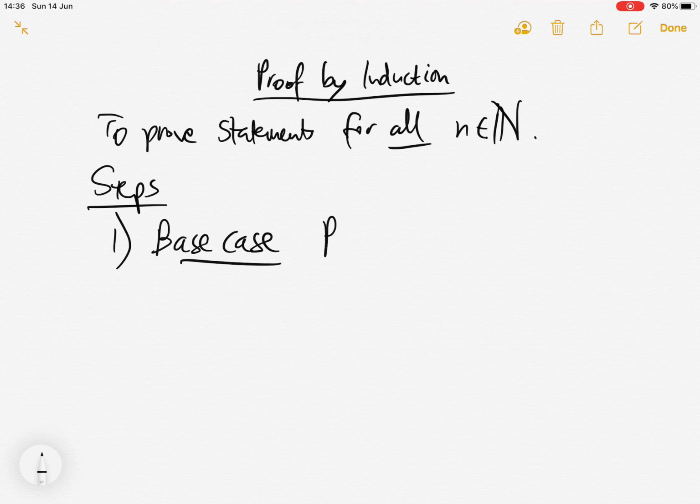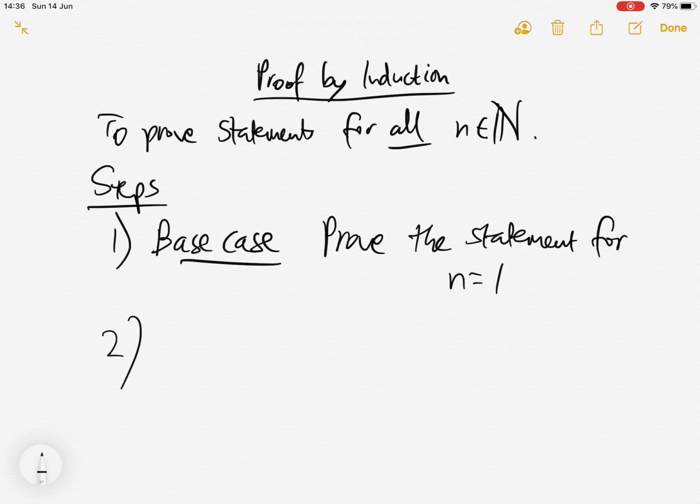So we first prove the statement for n equals 1, or sometimes a slightly different value. If the statement isn't valid until n is 4, sometimes you prove it from n equal to 4, but in that case the question will make clear.